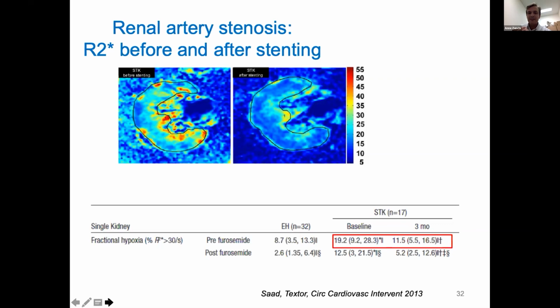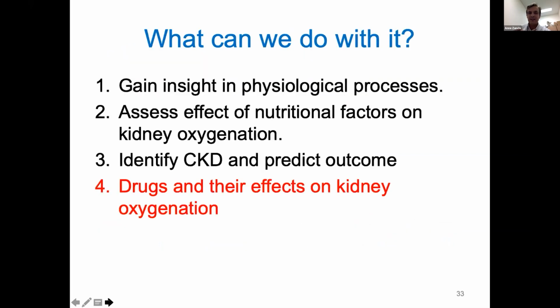people with lower values. The Mayo Clinic uses BOLD MRI to see the effect of renal artery stenting in renal artery stenosis. And here you see a nice example of kidney oxygenation increasing after stenting with much less hypoxic pixels on the right side than on the left. Next slide.